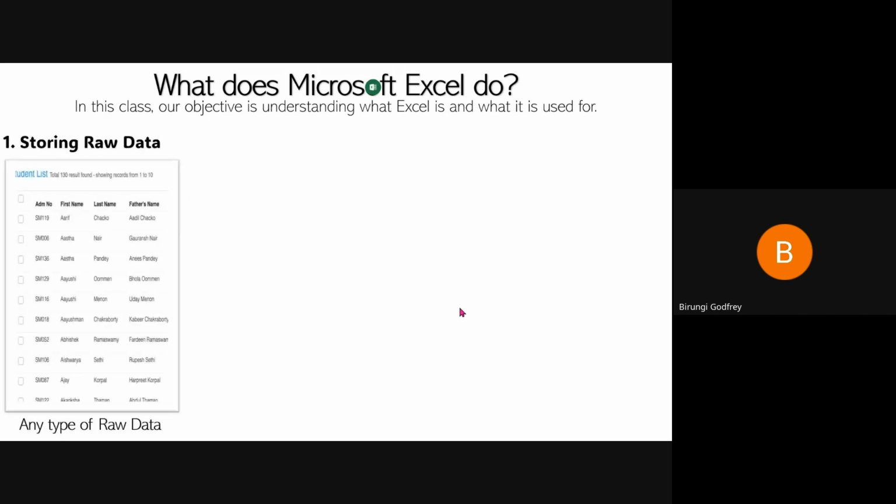One of them is storing raw data. Of course, Excel deals with numbers. We know that it has the capability of storing all types of raw data. Whichever form of data that you have, Excel can store that data for you, because the way it is organized, like we talked about at the beginning, rows and columns, it's suitable for housing or storing tabular data. So any form of raw data that you may think of can be stored inside Microsoft Excel.